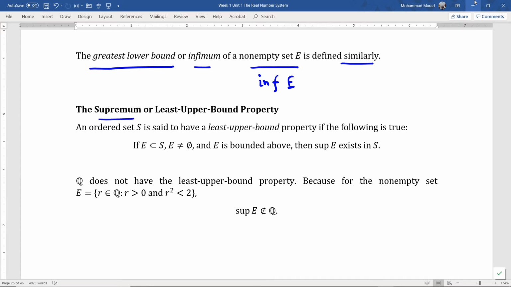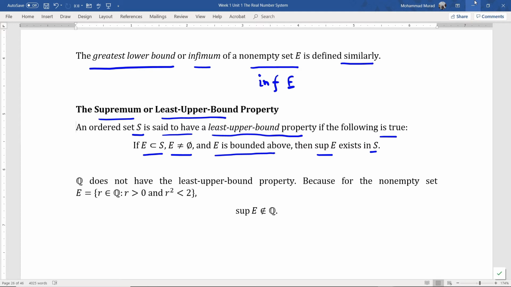The supremum or least upper bound property of a set. An ordered set S is said to have the least upper bound property if the following is true. If E is some subset of S, and E is non-empty and bounded above, then the supremum of E exists in S. In short, an ordered set S has the least upper bound property if every non-empty bounded above subset of S has a supremum in S.